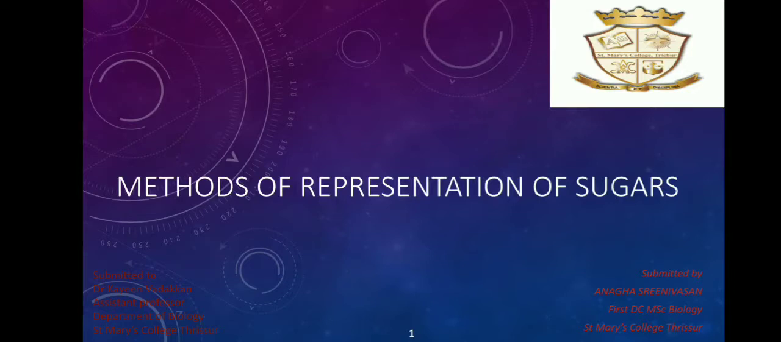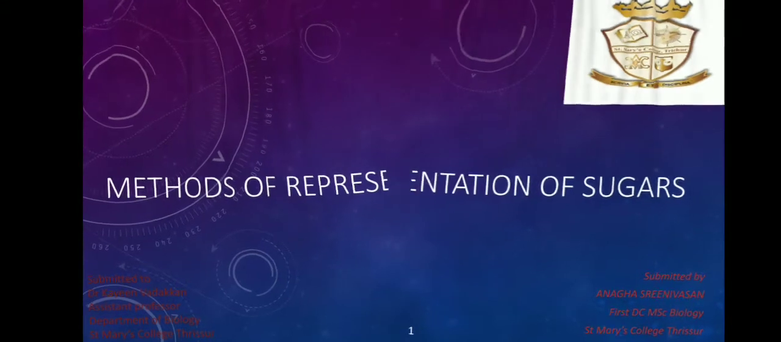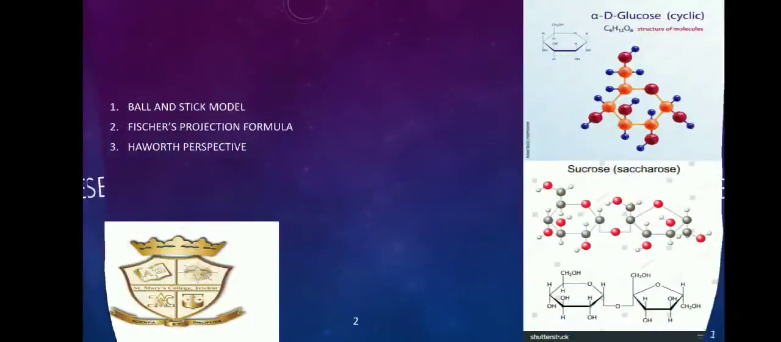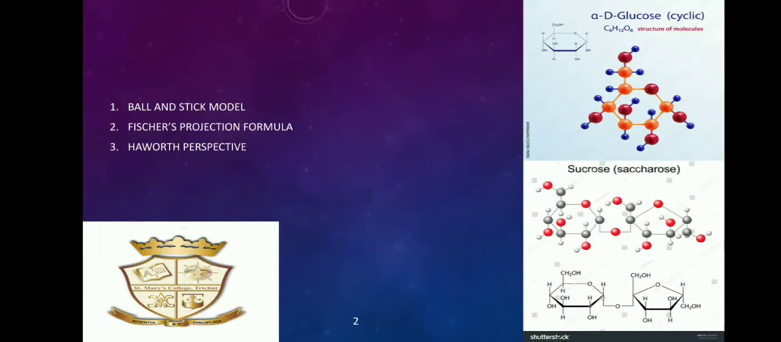We already studied the structure of sugars and now we are going to discuss the different methods for representing sugars. Let's see. There are three different methods for representing sugars. The first one is the ball-and-stick model, the second one is Fischer's projection formula, and the third one is the Haworth perspective formula.